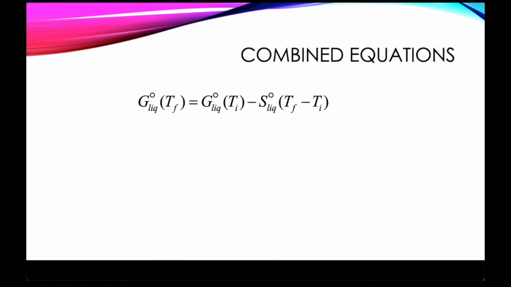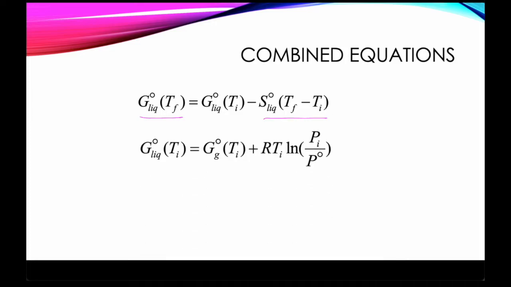All right, so now we have a situation where here is the expression that we looked at in the previous slide, where we've got the Gibbs energy of the liquid at the final temperature related to the temperature change and its entropy. And we also know that the Gibbs energy of the liquid at the initial temperature is related to the Gibbs energy of the vapor at the initial temperature. So we can take that expression and substitute it into the top expression.